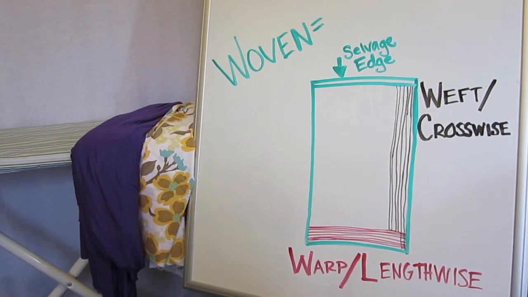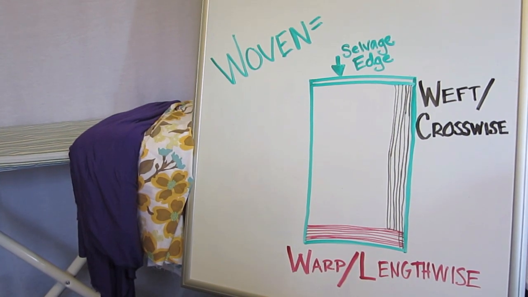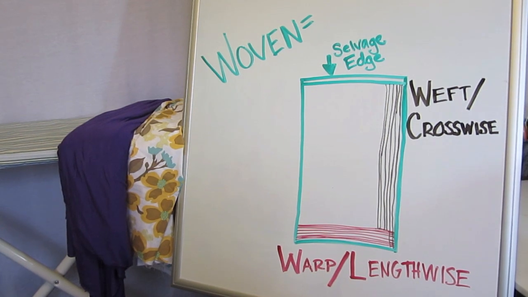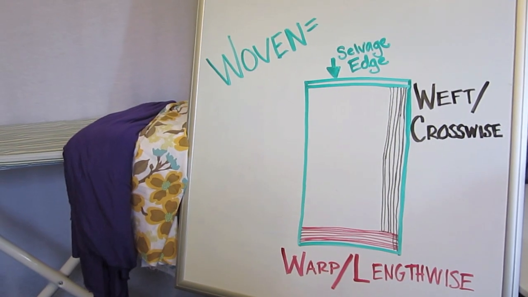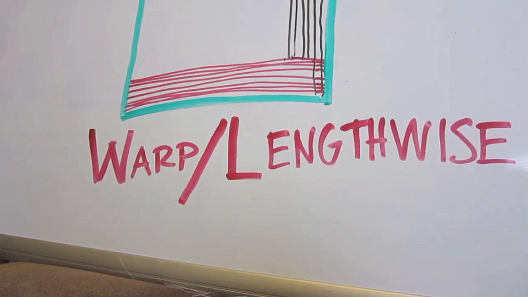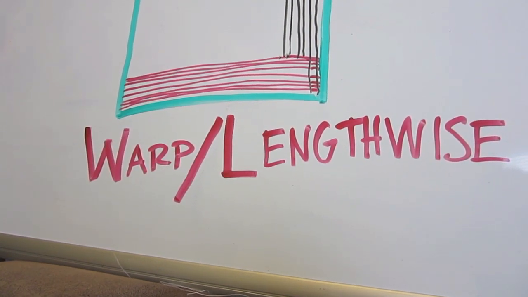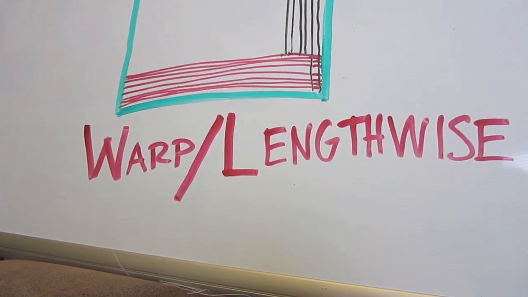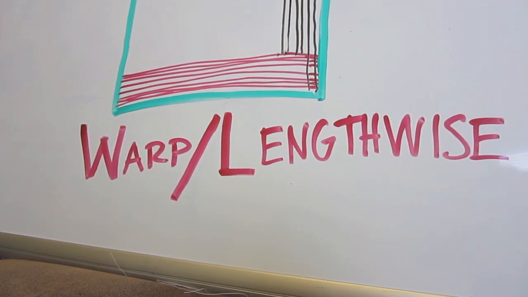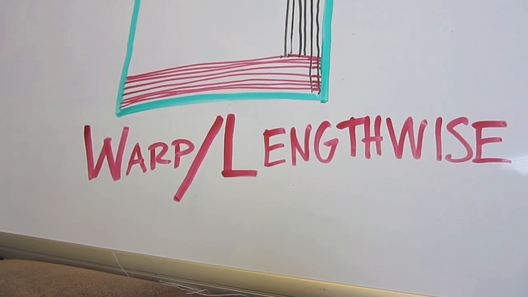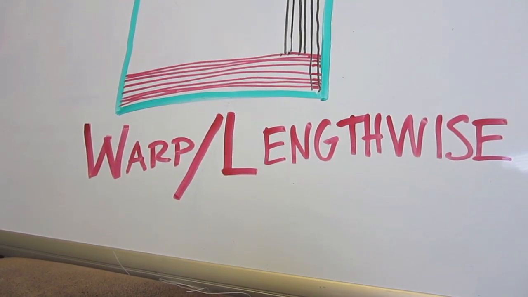On the whiteboard I've drawn a picture of a bolt of fabric that you would find at a store, and on the top I drew the selvage edge so that you guys can have a guide. The first thread that woven is made up of is the warp or lengthwise thread. It is pictured in the red lines that I have going across the board. This thread runs straight and long. It is parallel to the selvage edge of the fabric, and warp has the least amount of stretch.